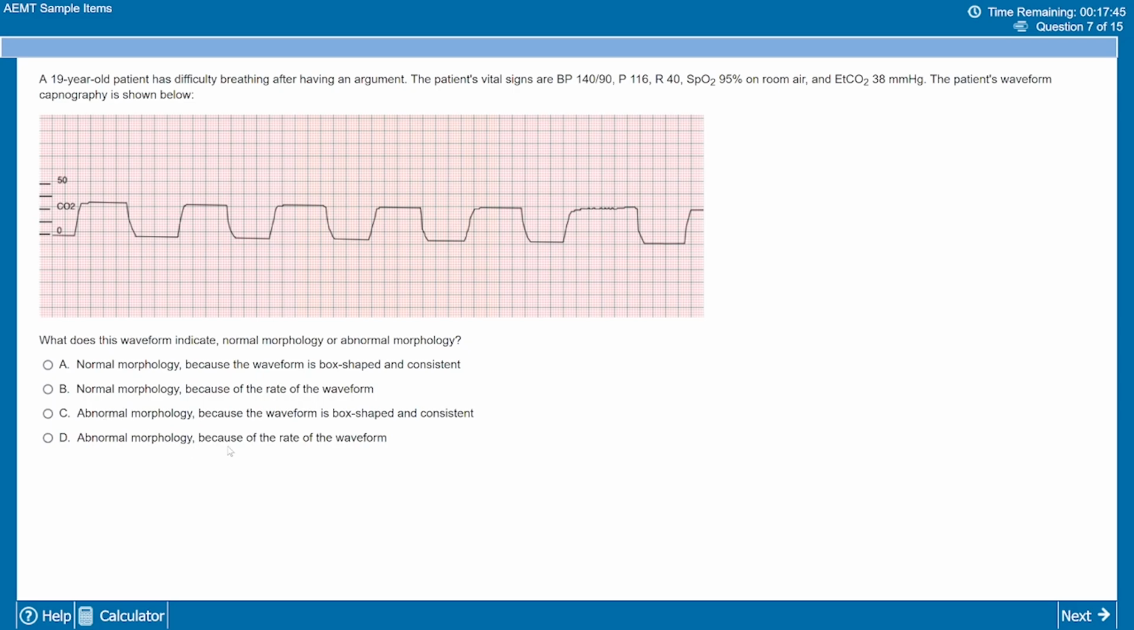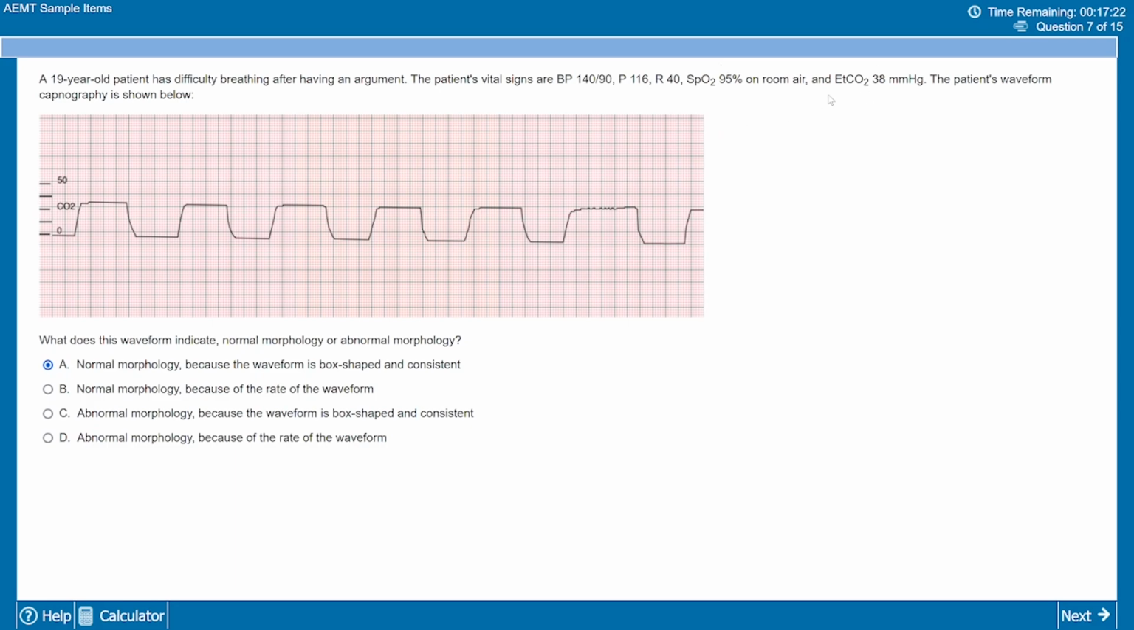So abnormal morphology because the waveform is box-shaped and consistent, that's a really good sign. But the rate is abnormal. So there's D, the abnormal morphology because of the rate of the waveform. So that's why we read all the answer choices. We don't just read one. Otherwise, more than likely, you're panicking on your test. You would see this. You would see, okay, this is normal.